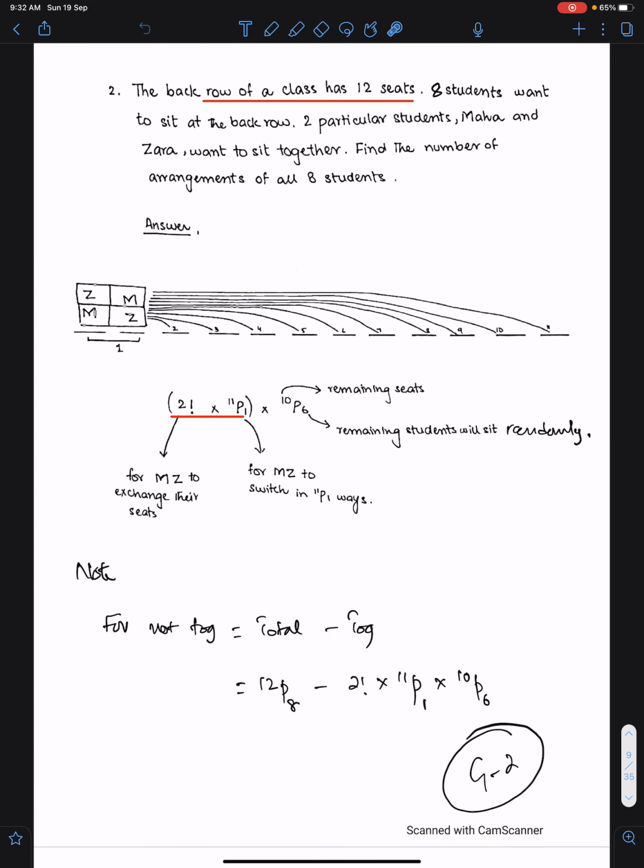Well, if the question is that M and Z are not together, then you have to do this first and then use this formula. For MZ not together, use total minus MZ together. So total is 12P8 minus together. In this way, you can solve this question, MZ are not together.